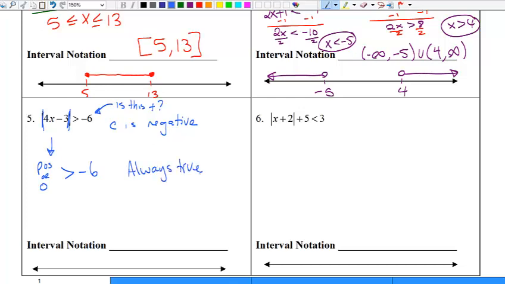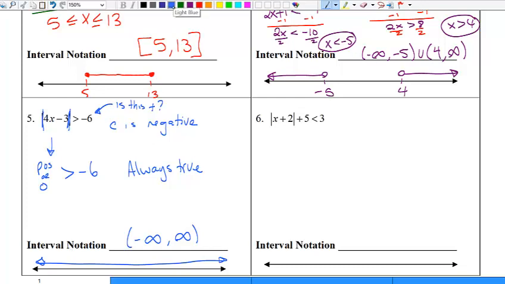Now, always true isn't the answer, okay? What is the answer? Well, the answer is all reals. And the way we write that in interval notation is negative infinity to positive infinity. The way we graph it is just a line which shows you every single answer in the world. So if it's ever greater than a negative, the answer is all reals.